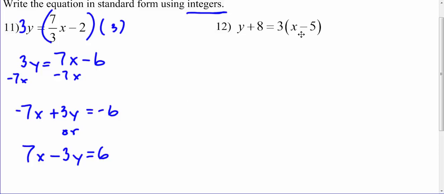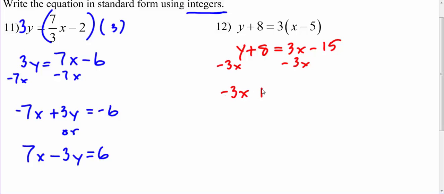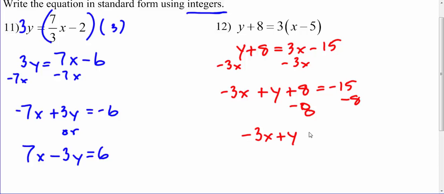All right, number 12, we're starting in, that's right, point slope form. You're already thinking it, right? So y plus 8 is equal to 3 times, and we're going to distribute this, 3x minus 15. Again, I need to move the 3x to the other side. And some of you may have been saying, well, hey, how about moving that 8 first? And I think you'd have a good point. That would be a good idea. Negative 3x plus y plus 8 equals negative 15. So we do need to subtract that 8 from both sides. So negative 3x plus y equals negative 23.